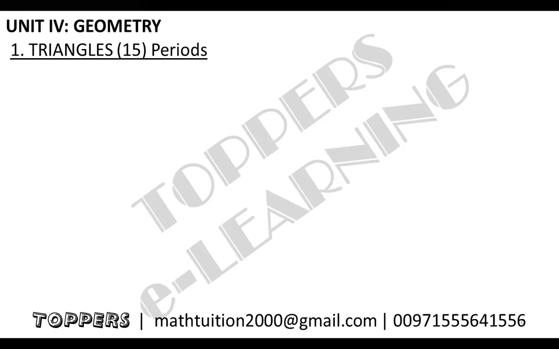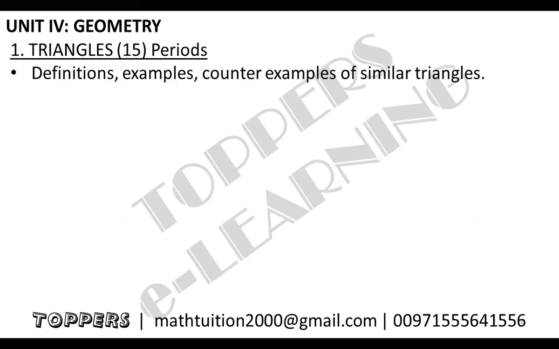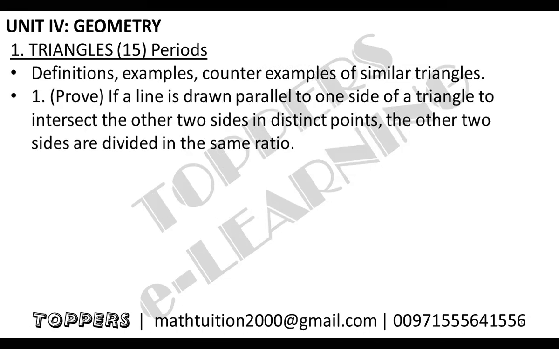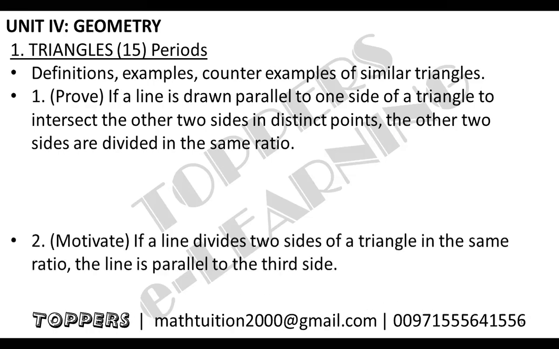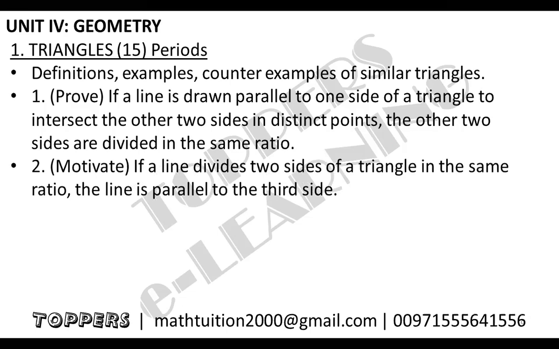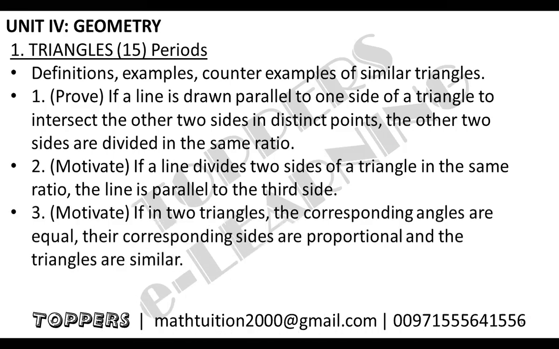Then unit 4, geometry. First one, triangles, 15 periods. Definitions, examples, counter examples of similar triangles, and then the proofs. There are a lot of proofs. First proof is there: if a line is drawn parallel to one side of a triangle to intersect the other two sides in distinct points, the other two sides are divided in the same ratio. Second, if a line divides two sides of a triangle in the same ratio, the line is parallel to the third side. Third, if in two triangles the corresponding angles are equal, their corresponding sides are proportional and the triangles are similar.